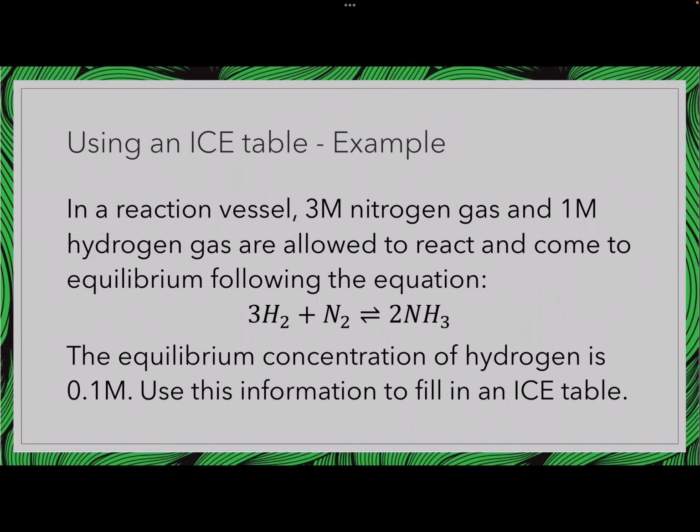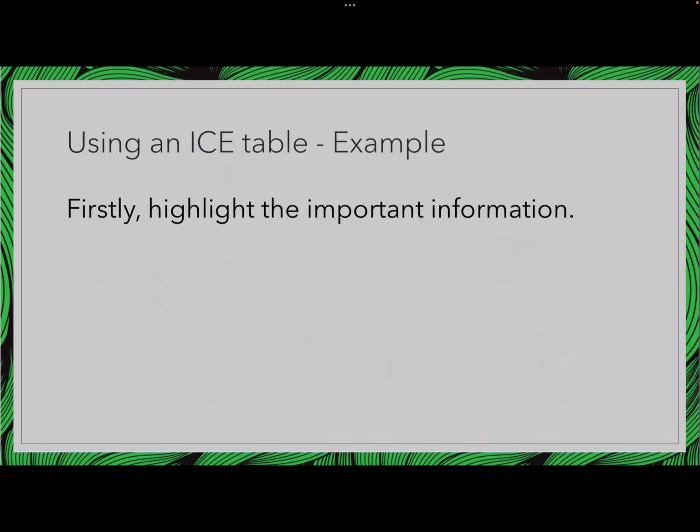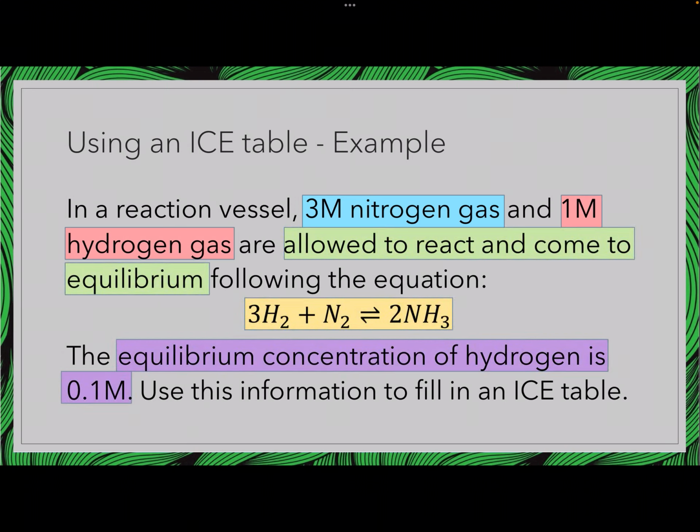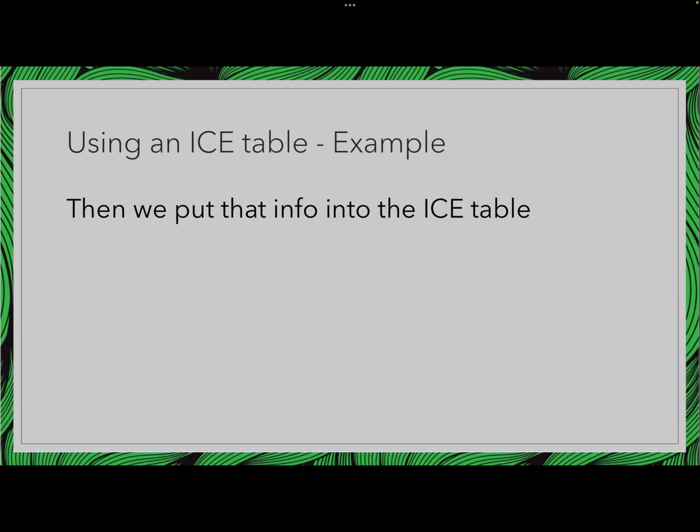How do we do that? Well, we highlight the important information in our question. So we had in a reaction vessel 3 moles per liter of nitrogen gas and 1 mole per liter of hydrogen gas, and they're allowed to react and come to equilibrium following that equation. We also have an equilibrium concentration of hydrogen of 0.1 moles per liter. So that's all of our important information, everything we need to answer this question. We want to use this information to fill in an ICE table and find the equilibrium concentrations of all of our products.